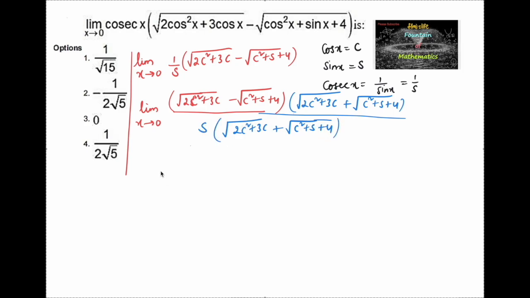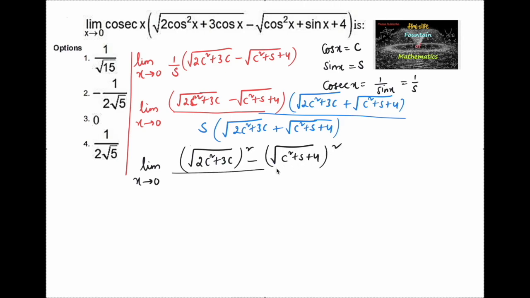into sin, so that the numerator can be written by applying a plus b into a minus b. So we get under root of 2 cos square plus 3 cos whole square minus under root of cos square plus sin plus 4 the whole square, divided by s times, that is sin x, under root of 2 cos square x plus 3 cos x plus under root of cos square x plus sin x plus 4.